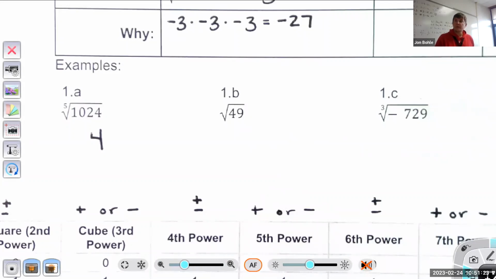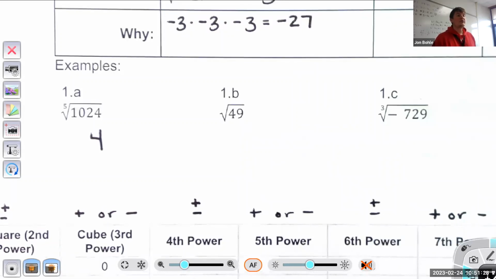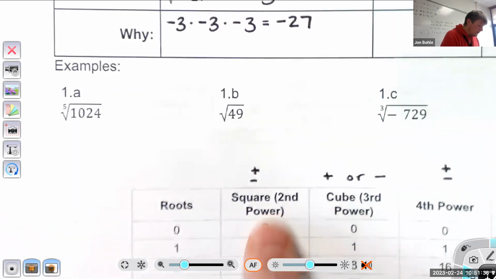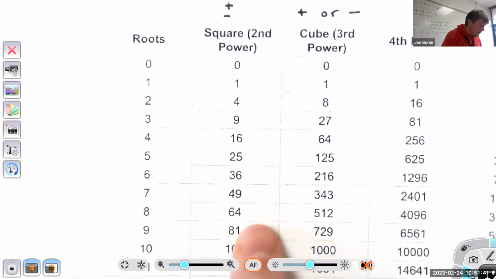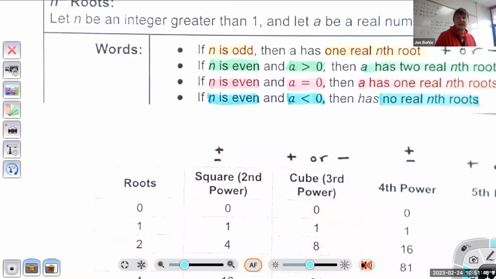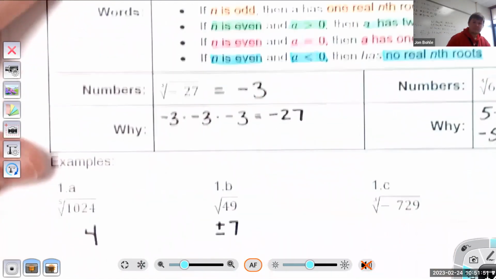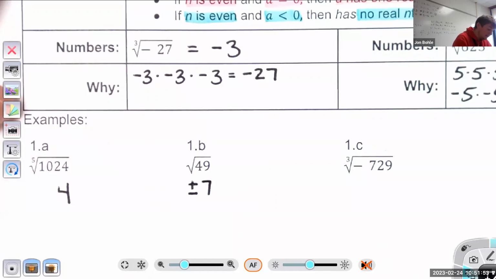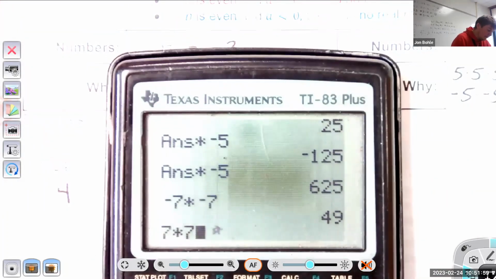Okay, what about 1b? What root of 49 am I looking for? There's no number there. The square root or the second root. Second root of 49. So here I'm going to find 49. It's 7, and I'm taking the square root, that's even, so it's positive and negative 7. Because again, negative 7 times negative 7 is 49, and 7 times 7 is 49.